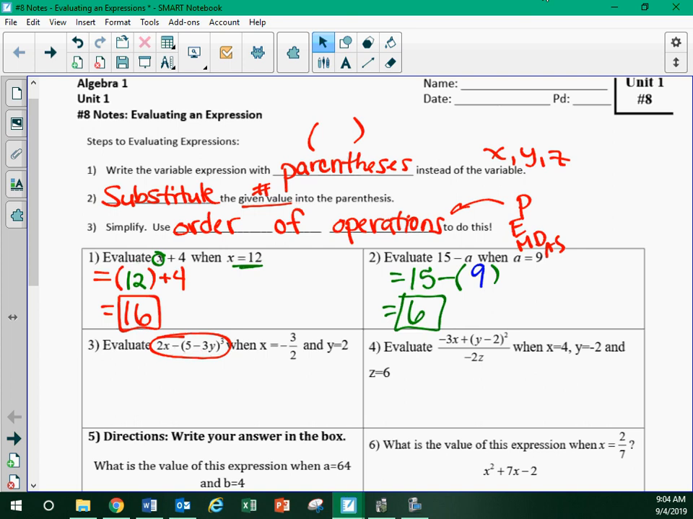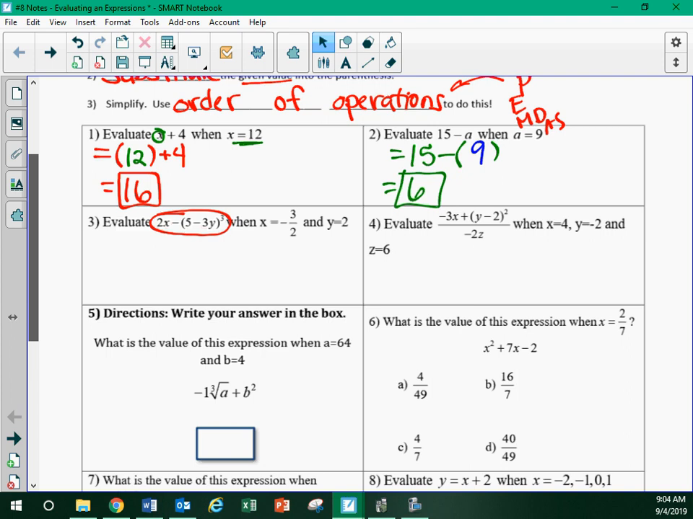Okay, so now we're going to get a little more complicated, where there's something more than just 2 numbers. Yes? When the variable is exactly right next to the number, that means multiplication, right? Yeah, so like 2x would be 2 times whatever that x is. Very good.